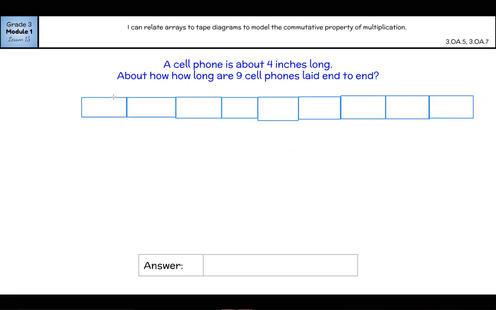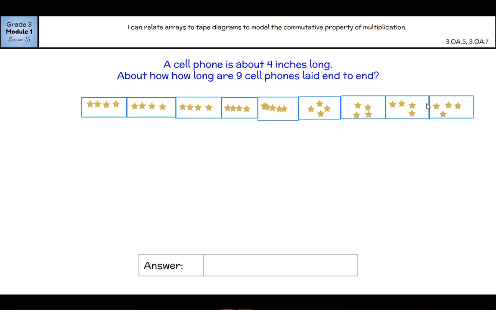And these are going to stand for each of my cell phones. 1, 2, 3, 4, 5, 6, 7, 8, 9. Yep, that works. And each one is 4 inches long. So I'm just going to stamp in a star and let each of those stand for an inch. Each of these stars will stand for 1 inch. So there's 4 inches of a cell phone. Oops, that kind of went together, didn't it? 2, 3, 4. That's easier. Okay.